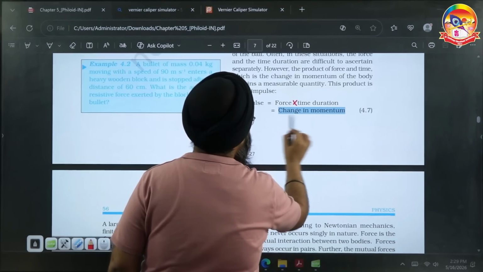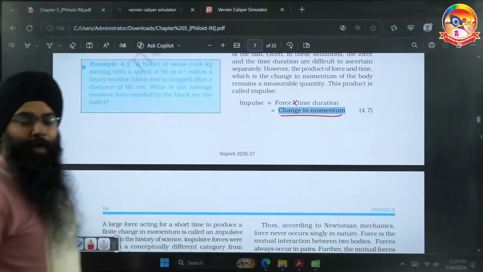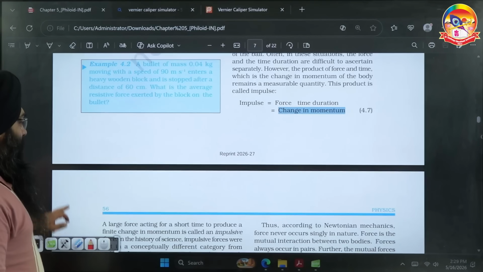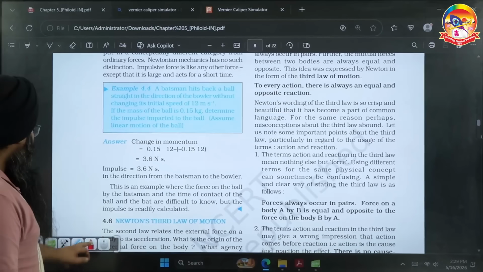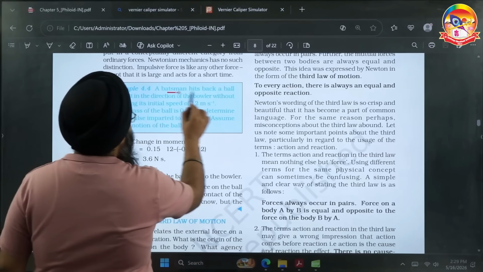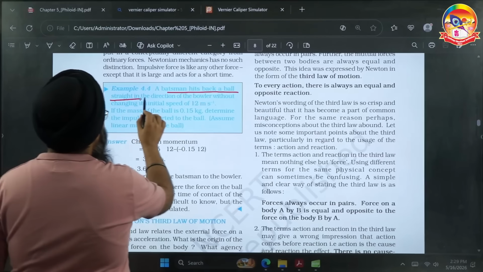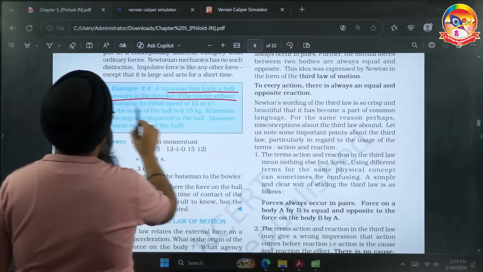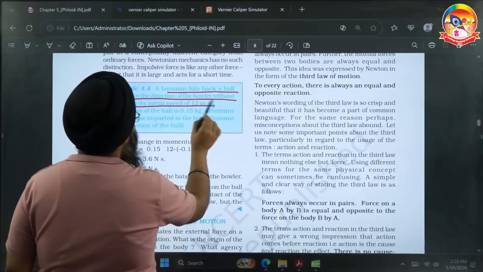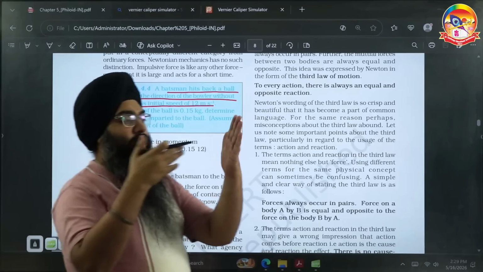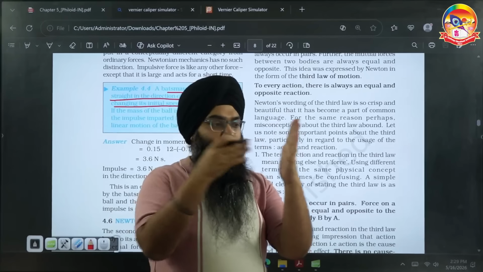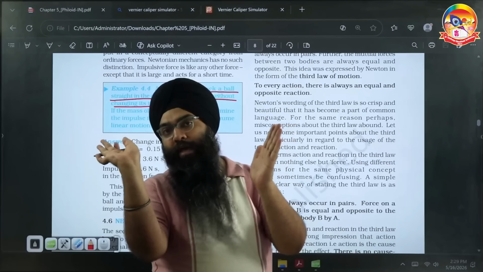Force into time duration or change in momentum, both can be applied in the case of impulse. Okay, let's move forward. Let me take one example also, a very simple example. A batsman hits back a ball straight in the direction of the bowler without changing its initial speed of 12 meter per second. So there was a ball which was coming to a batsman with speed 12 meter per second. It hit the bat and then again it went back here.